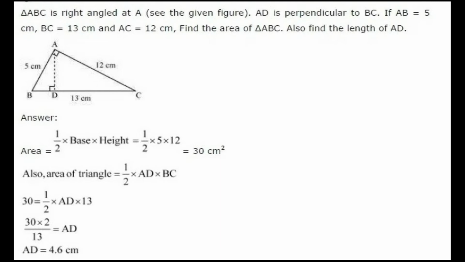We are forming an equation again. So 30 is on the left, and half into AD, we don't know the value of AD. We have to find out the value of AD. So half into AD into 13. Now the half we are just calculating, and 13 is going to the left hand side, and now we are getting the value of AD as 4.6 centimeter.